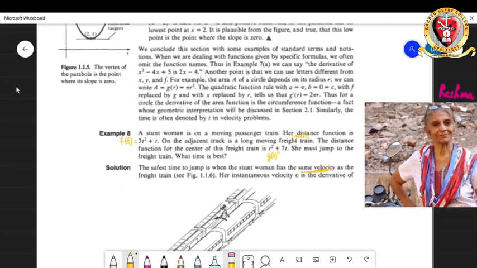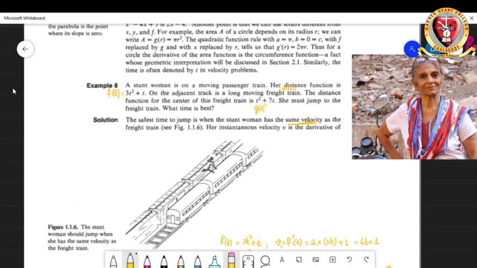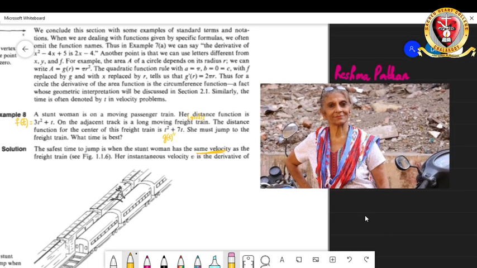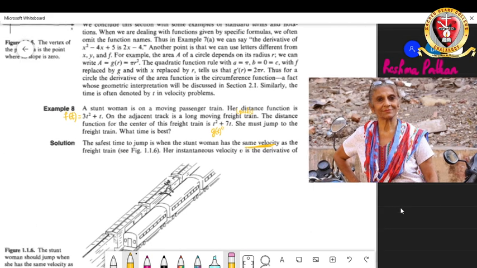Example 8 is about a stunt woman moving on a passenger train. When we talk about stunt women, I thought I'd introduce you to the first stuntwoman of the Indian Bollywood industry, Reshma Pathan. She is quite famous for the film Sholay, in which she performed stunts for Hema Malini. So imagine such a stunt woman moving on a passenger train.